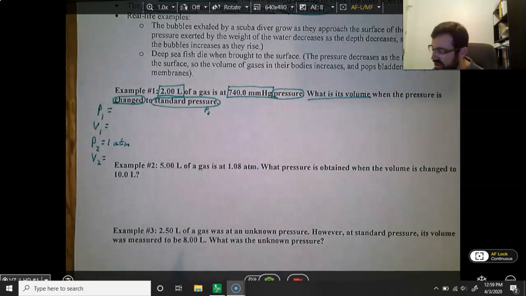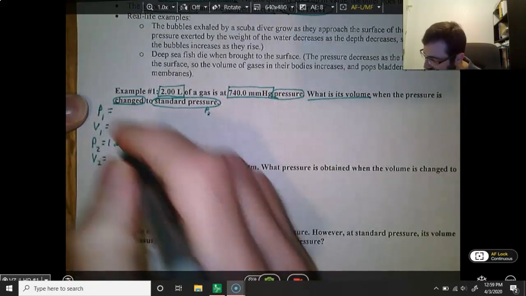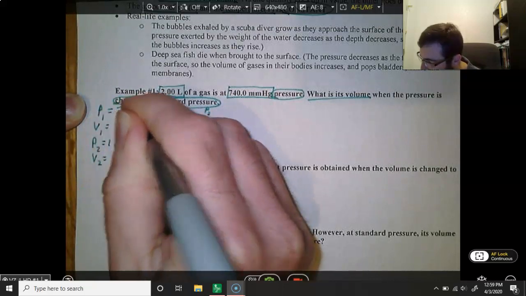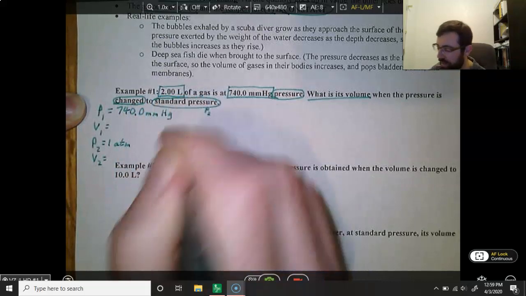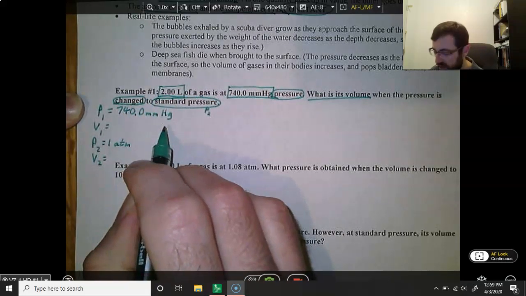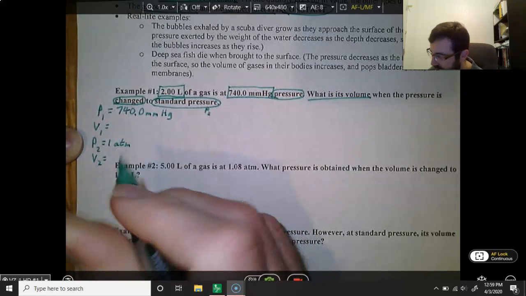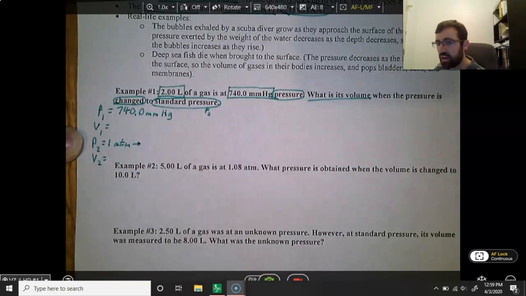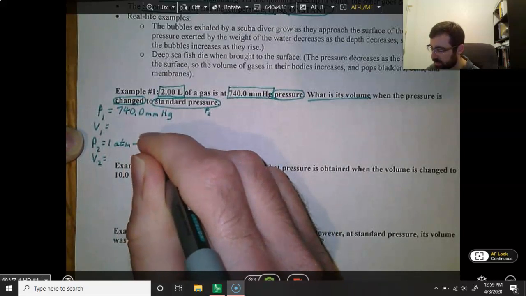But I want to change it to where it matches everything else. Let's write down our variables. P1 is 740.0. Don't forget your units. They're so important in a problem like this. mmHg. That tells me that atmospheres won't work. I need to convert this to millimeters of mercury. And if you look at the back of your periodic table, you'll see that 1 atmosphere is equal to 760 millimeters of mercury.